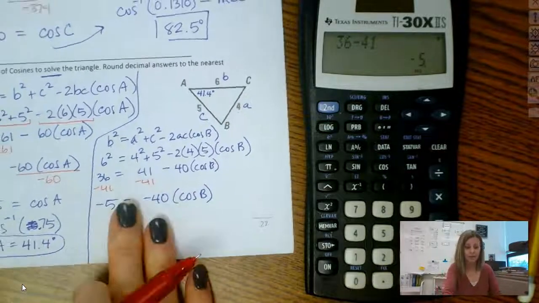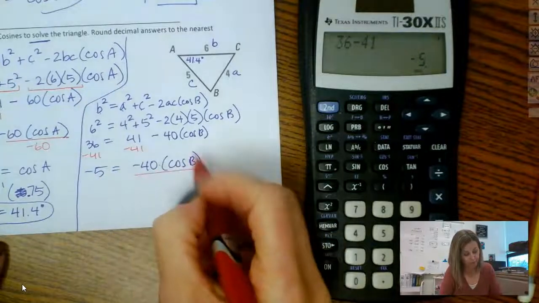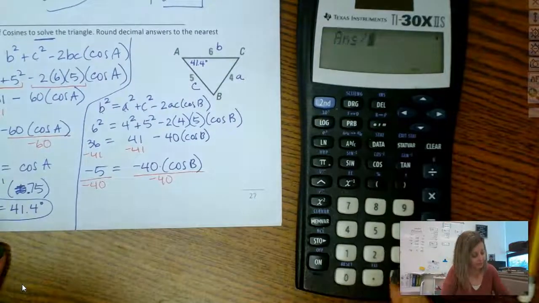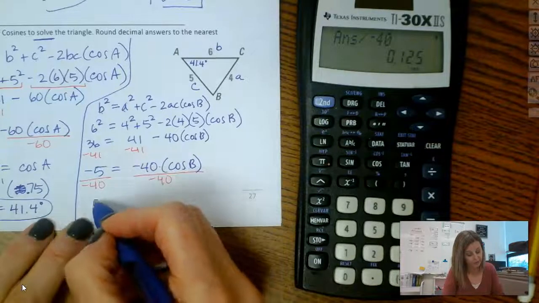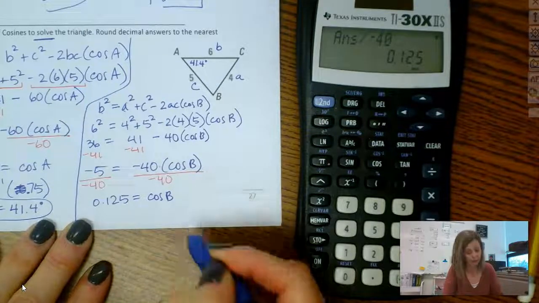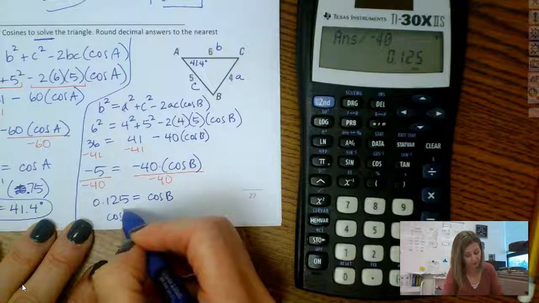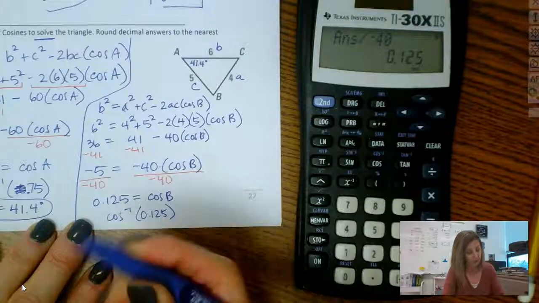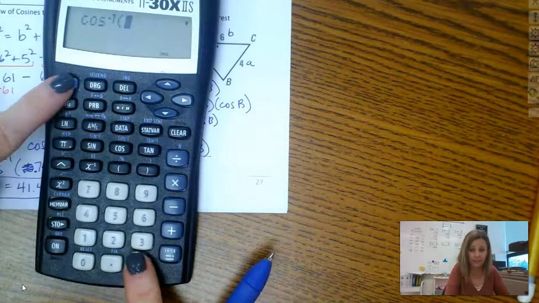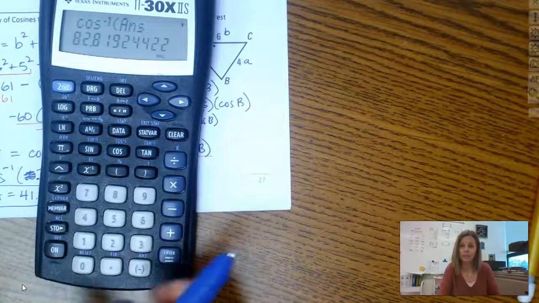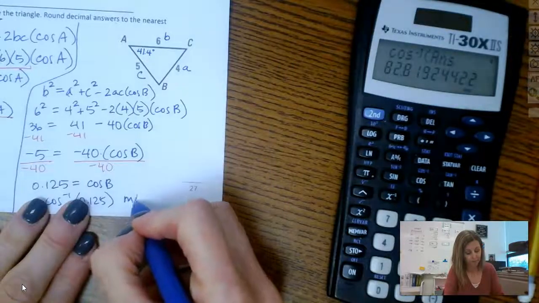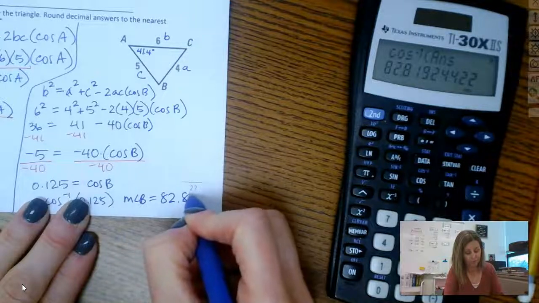Okay, I need to undo this multiplication here, so let's divide off negative 40. Negative 5 divided by negative 40 is 0.125, which is equal to cosine of B. And so I want to do the inverse cosine of that decimal. I'm going to do second, cosine, and then the negative key. That gives me about an 82.8 degree angle. So measure of angle B is 82.8 degrees.